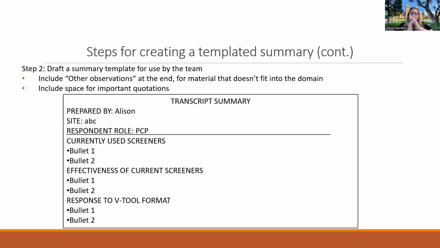So this is just done in Word, where we create this template, and you see I just move the domains into this template, this transcript summary, and then we're going to populate it with bullet points from the transcripts. We also include space for other observations at the end and potentially for important quotations. And there are some nuances there that I don't have time to get into, but this is one of those places where you can be really tailored to the needs and skill sets of your team.